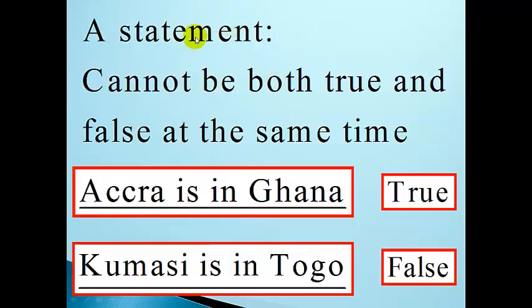A statement cannot be both true and false at the same time. Example, Accra is in Ghana is a true statement. This same statement cannot be false at the same time. Kumasi is in Togo is a false statement. This same statement cannot be true at the same time. So a statement cannot be both true and false at the same time.